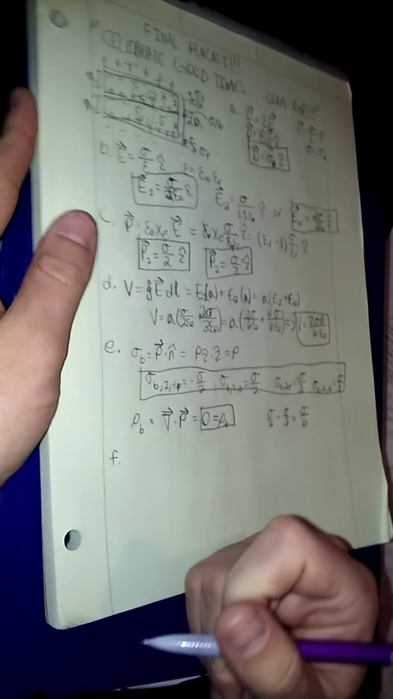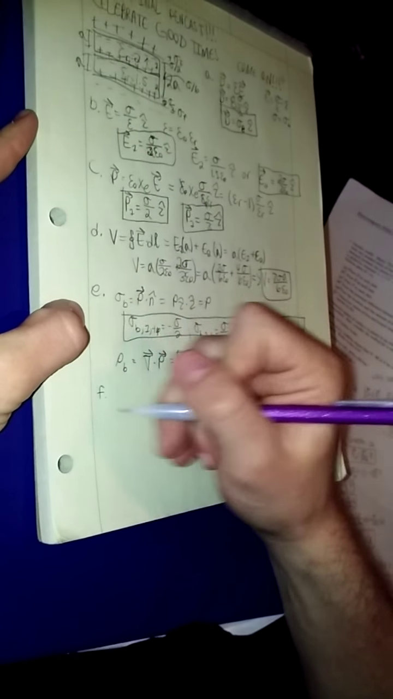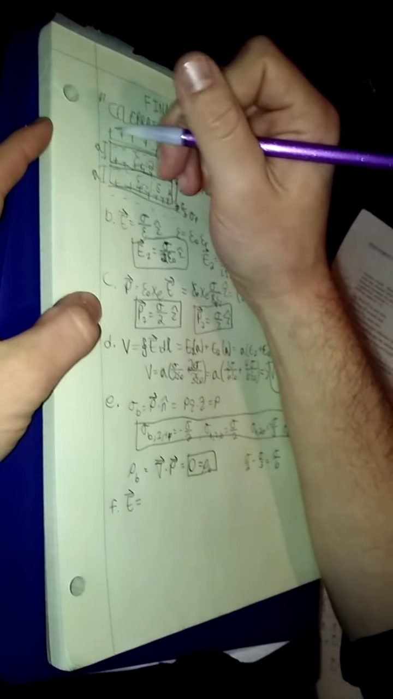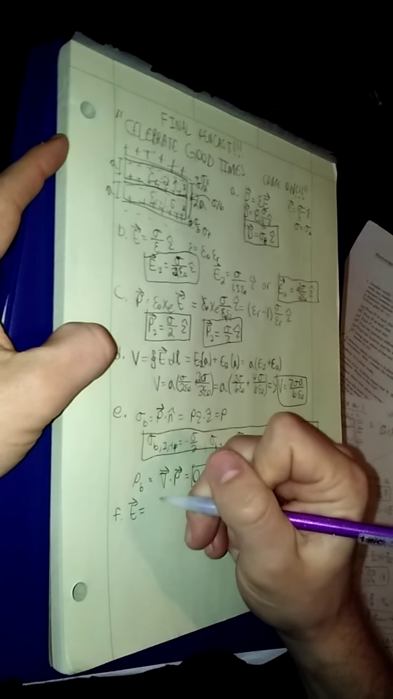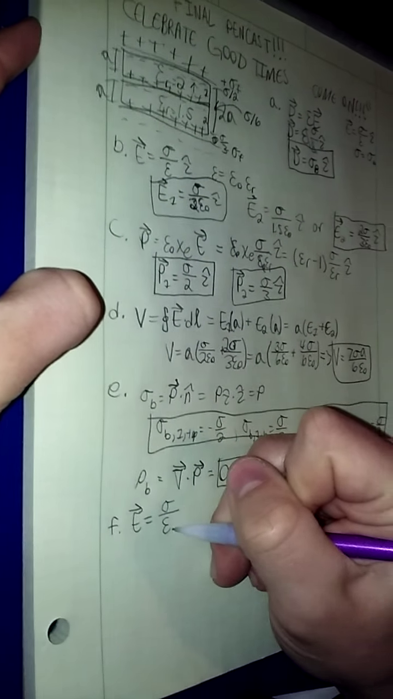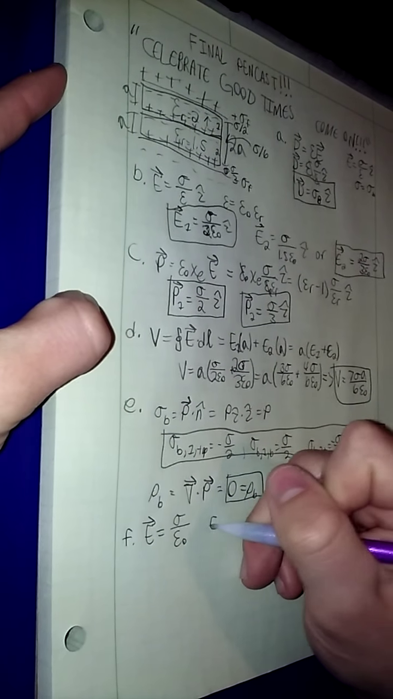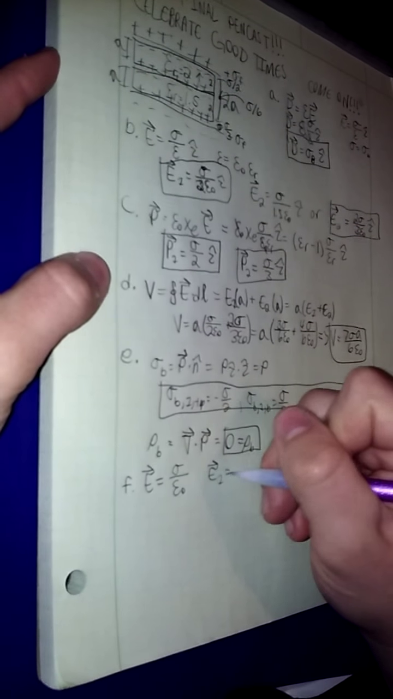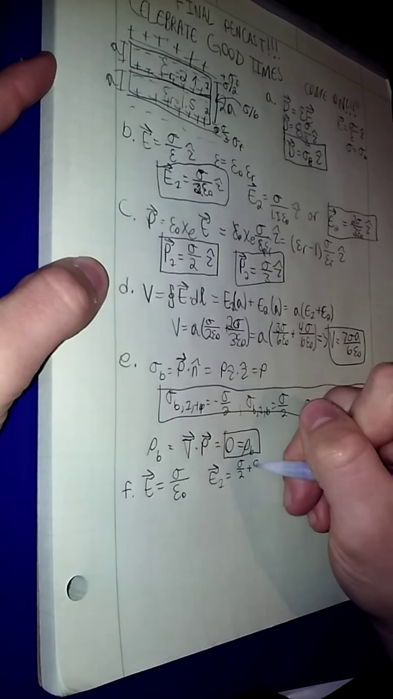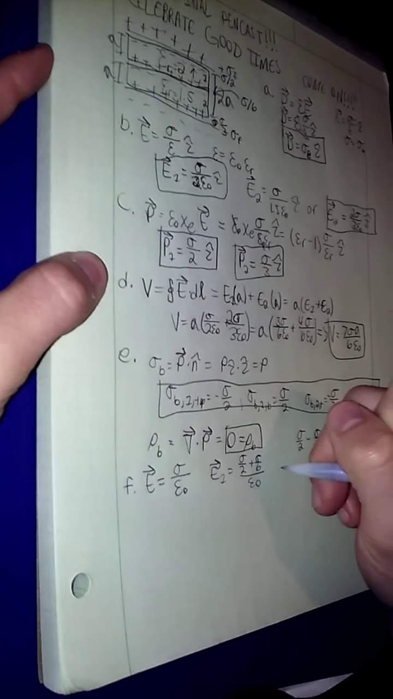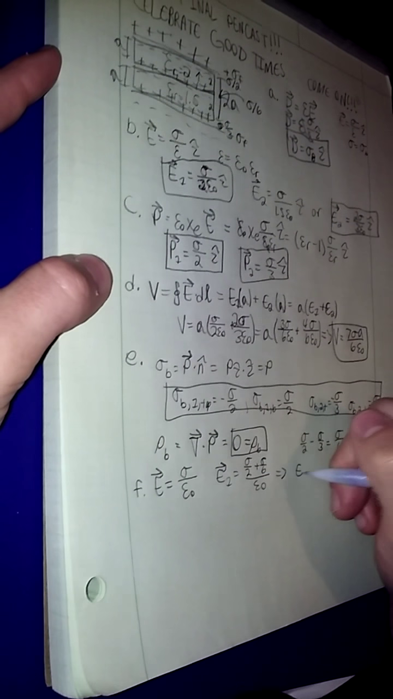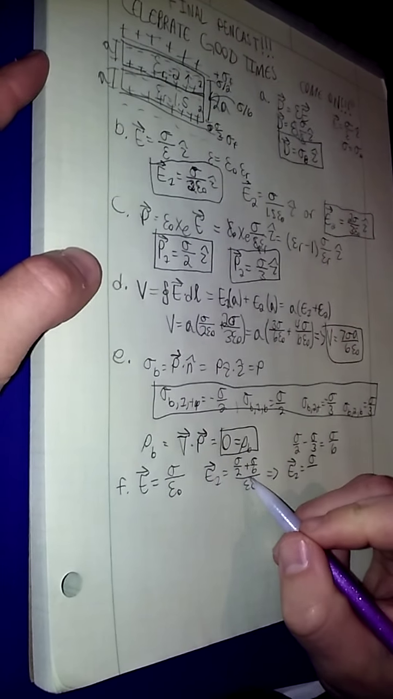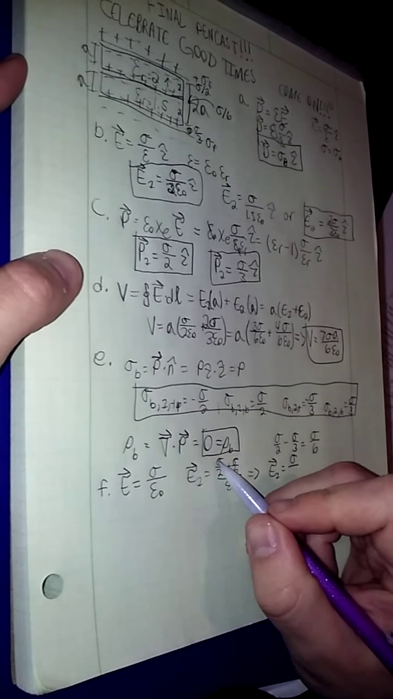For part F, we're asked to find the electric field again. So electric field, in between here, we have none of the free charges. We only have the bound charges. So we have the sigma over epsilon naught. So for the first slab, we have sigma over 2 and sigma over 6. So E1 is sigma over 2 plus sigma over 6, over epsilon naught. And you add those together, we get E1 is sigma over, this is going to be 3 sigma over 6.